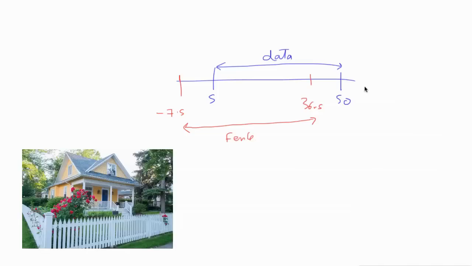Look at this quick demo of where the data is and where the fence is. Now the data is from 5 to 50, and the fence is from minus 7.5 to 36.5. As you can see, some of the data are outside the fence. The data should all be inside the fence, like here, this house is inside the fence. Some people don't know what a fence is. That's an example of a fence surrounding the house, where the whole house should be inside this fence. Same thing here, the data should be inside this fence. But when some part of the data is outside the fence, like in this case the 50, then the 50 is called an outlier.